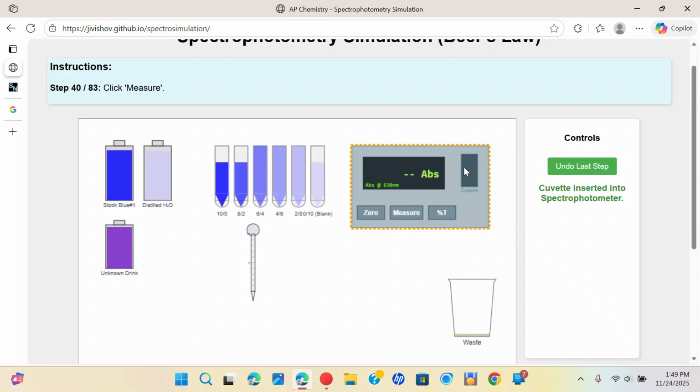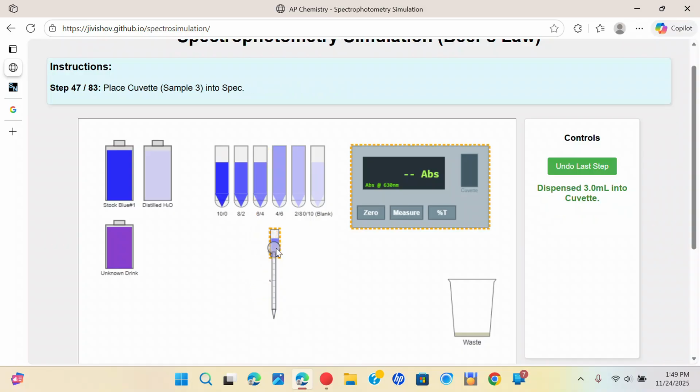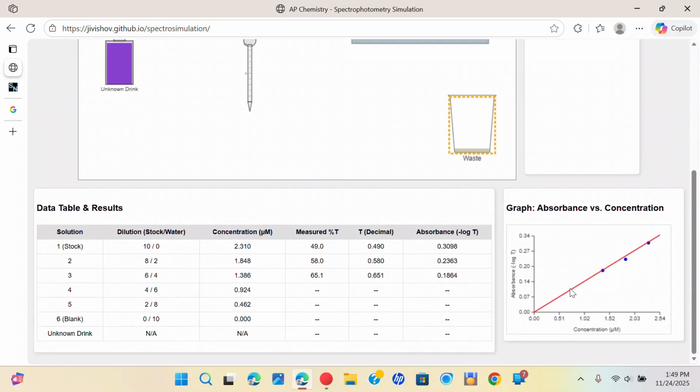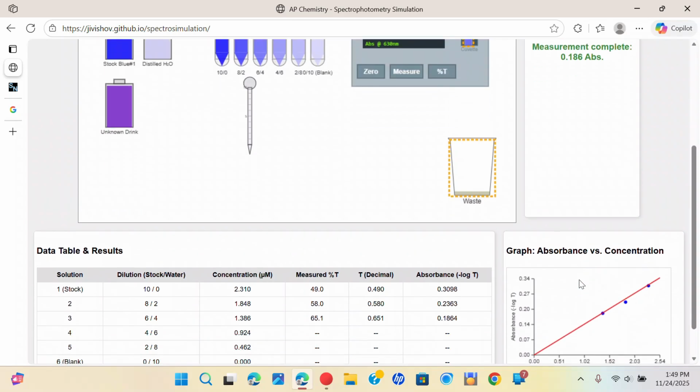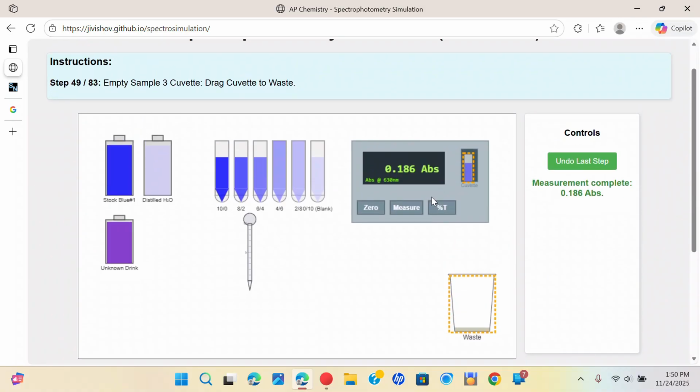Oof. Quite sick. Alright. Keep that in the waste. We need to rinse it now with some water. Put that in the waste. Take the next solution. Measure that. You see, as we're getting this, it's plotting our graph there. Try to get a sense of what this means. It's just showing our results. Okay, so yeah, I measured that. Now put it in the waste.